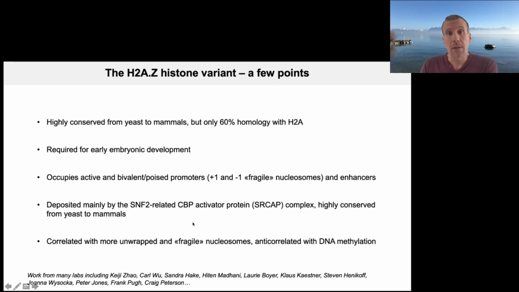As I mentioned, H2A.Z is mainly deposited by the SRCAP complex that is also highly conserved from yeast to mammals. And finally, I'd like to mention that H2A.Z has been correlated with more unwrapped and also fragile nucleosomes, and also shown to be anti-correlated with DNA methylation, which has led to the suggestion that it may actually inhibit DNA methylation or favor DNA demethylation.